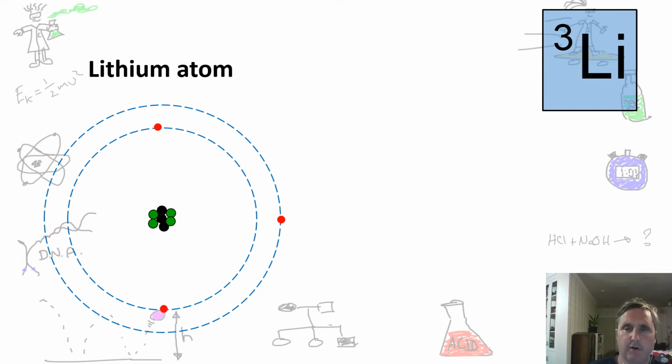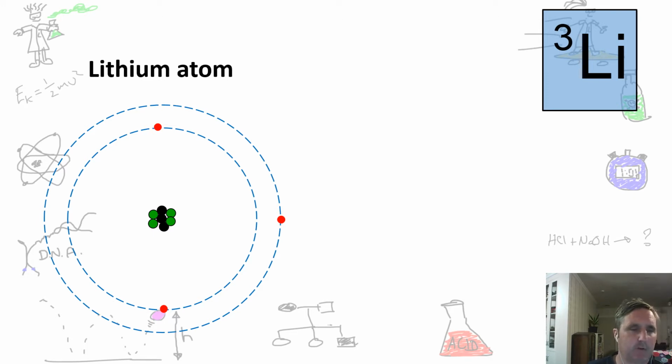If we look at the periodic table, we see that lithium has a wee number at the top left. It says 3. That means it's atomic number 3. It's the third atom on the periodic table. And what that means is that we'll have 3 protons, that's the wee black ones here, and the neutral atom will have 3 electrons.